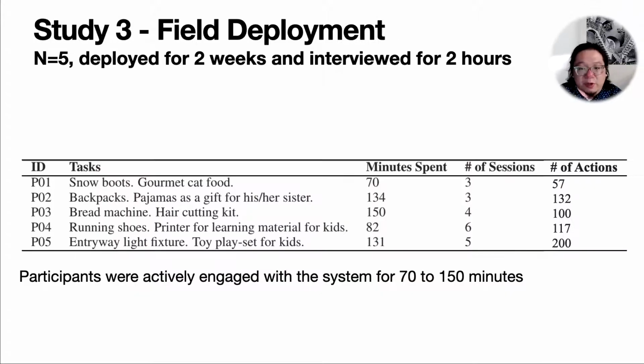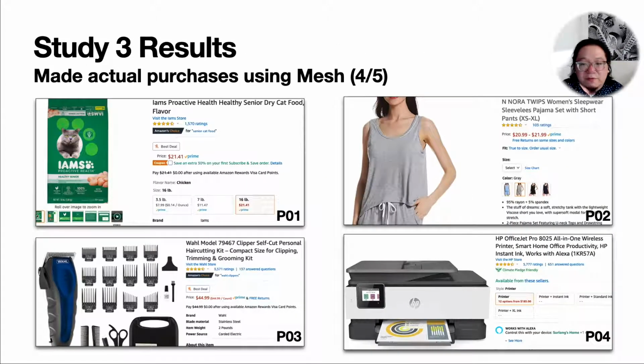And finally, we deployed MASH to test with real-world tasks. So all 5 participants were actively engaged with the system for a prolonged period of time. After 2 weeks, 4 of them made actual purchases, showing that MASH can support decision-making in the real world. They also conducted a wide range of tasks. Here are some of the things that they purchased.